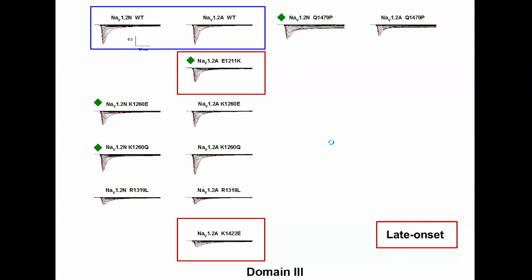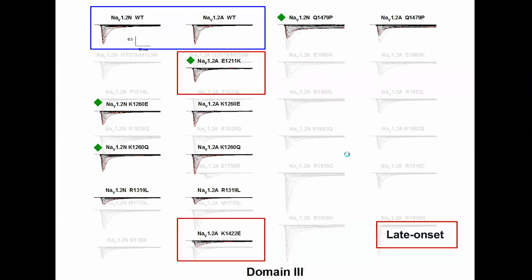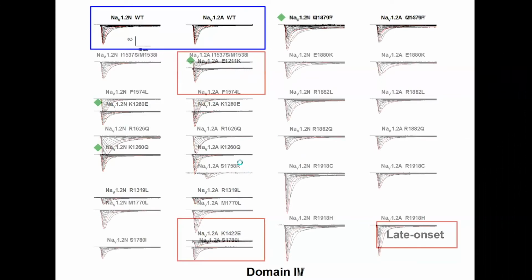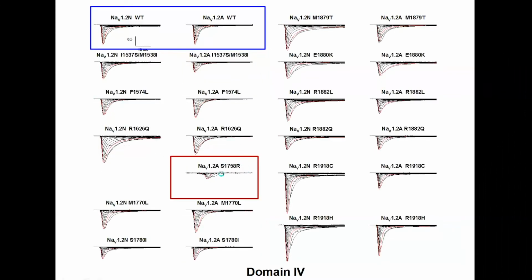And then the last domain of the channel, where we have many, many more variants, only one was a late onset, and it's the one with the least current, so a loss of function. And then a few variants here were associated with good response to sodium channel blockers. Both of these variants we know are classically considered as gain of function, and another gain of function variant at the top, and then one loss of function, one non-responsive variant.